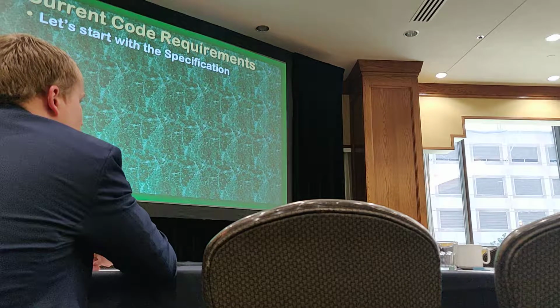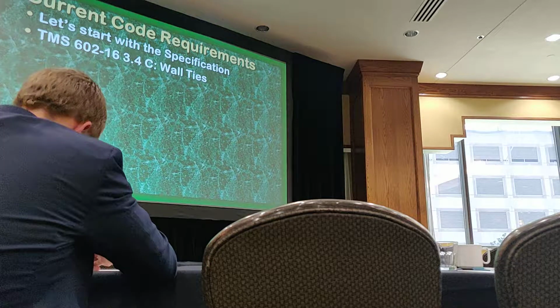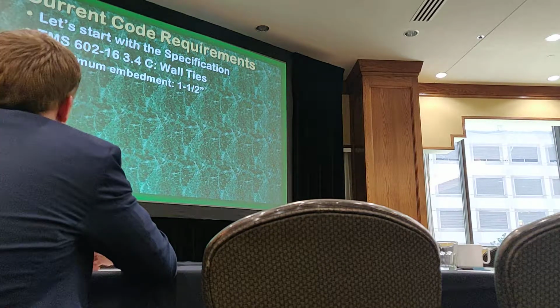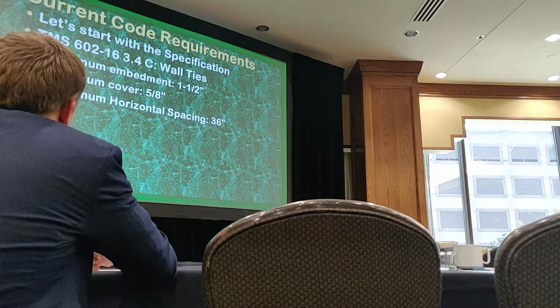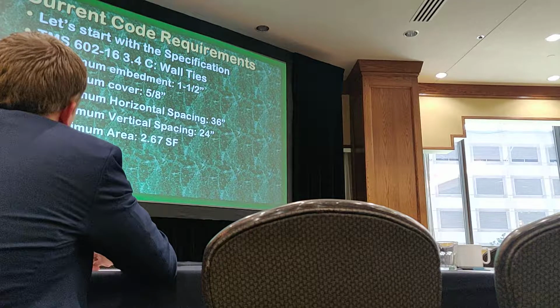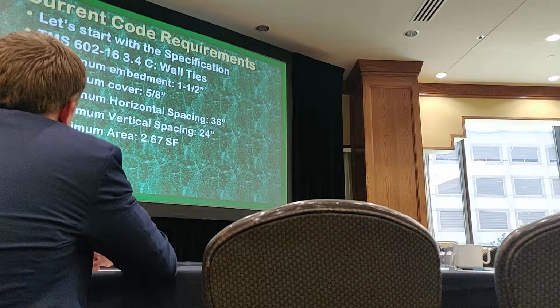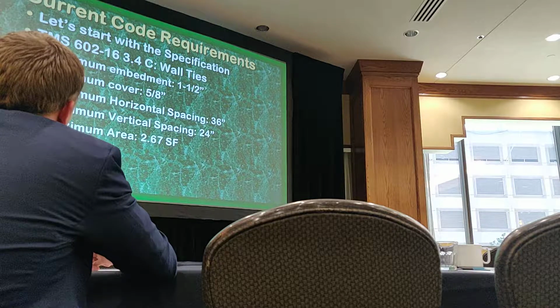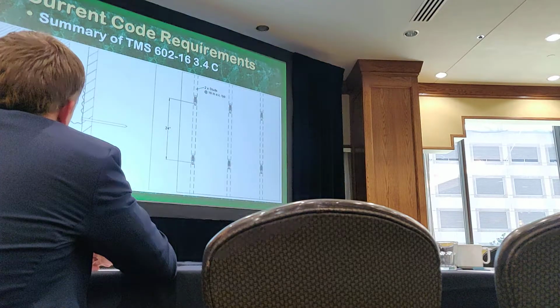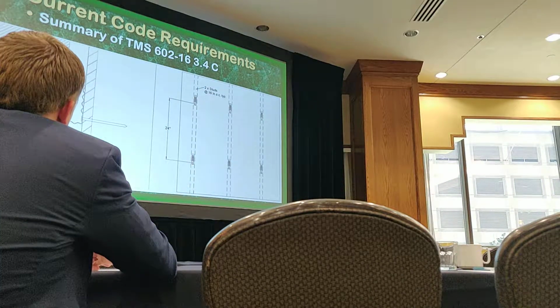So, starting with the requirements, the specification for wall ties has minimum embedment, minimum cover, and spacing requirements. That 2.67 might look a little odd to some people, but if you have a 16-inch stud, that's a 24-inch vertical spacing, which gets you to that 2.67 square feet. That visually looks like this. So if you added no additional specification, this is what you could expect your mason to actually install.